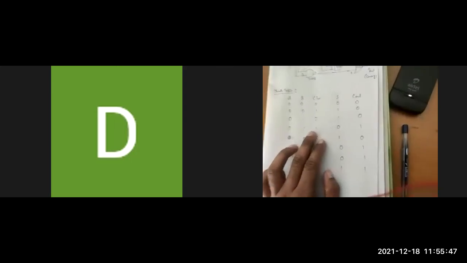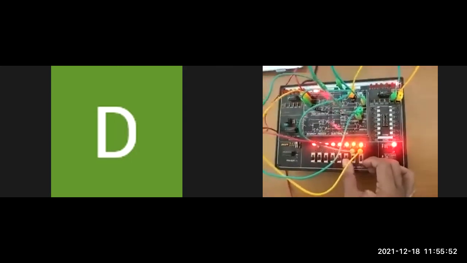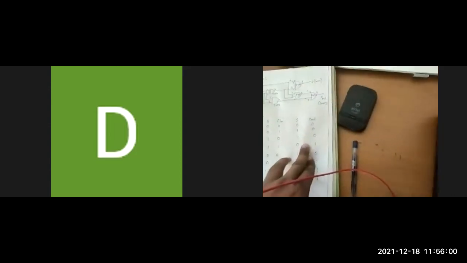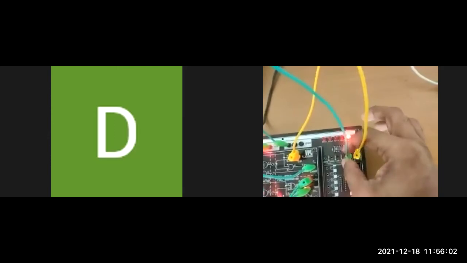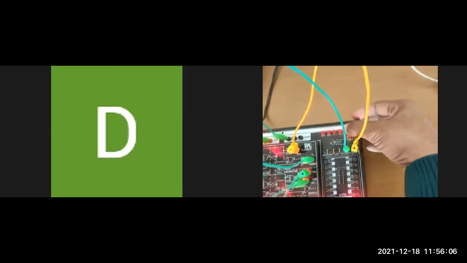So next is 0 1 1. Here it is 0 1 1. In that sense, this is 0, this is 1, and this is 1. So you can see the sum is 0. Sum is the yellow one, so that particular LED is not blinking. Only the carry is 1. That's why the carry output is 1, and that's why the second LED is blinking in the digital output.